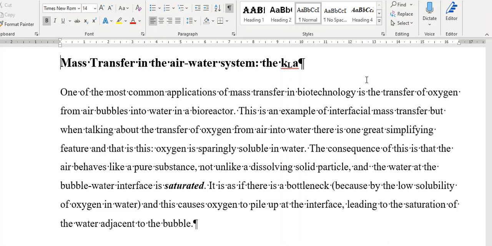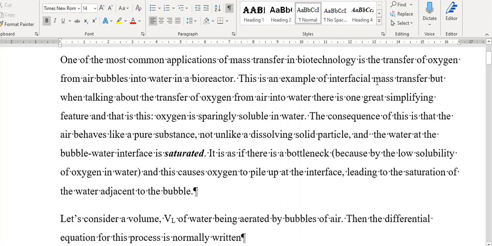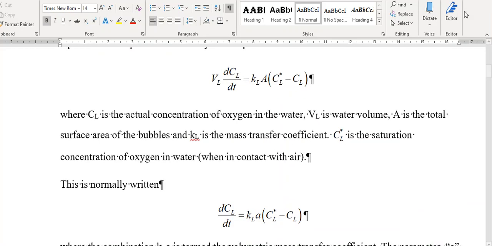It turns out that because of the low solubility of oxygen in water, the scenario where you have oxygen transferring from air into water behaves exactly like the dissolution of a pure solid particle. So the key concentration difference for mass transfer on the liquid side is the saturation concentration of oxygen in water in contact with air, minus the bulk concentration of the oxygen, which you would measure with a dissolved oxygen electrode.